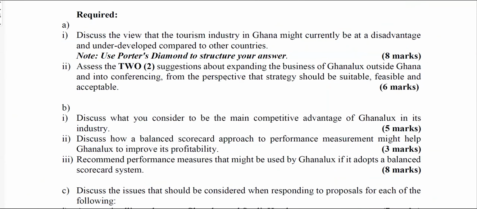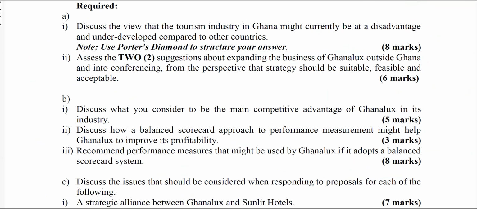So look at this question. This is from the very first case study that ICAG examined in November 2019. So let's see. A, discuss the view that the tourism industry in Ghana might currently be at a disadvantage and underdeveloped compared to other countries. Use Porter's diamond to structure your answer. 8 marks. So you see how they were asking. So what are they asking for? Are they asking for favorable factors or they are asking for unfavorable factors?